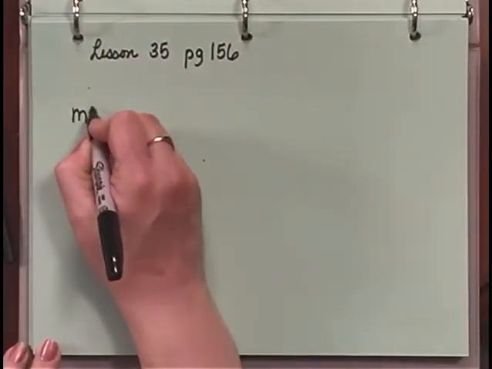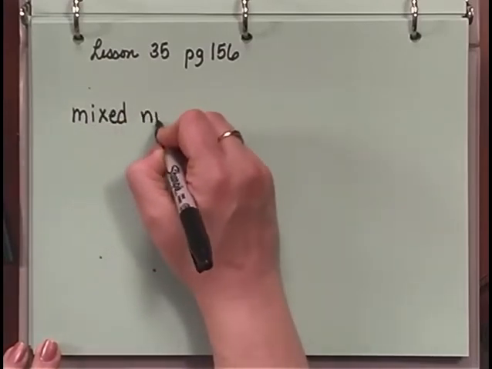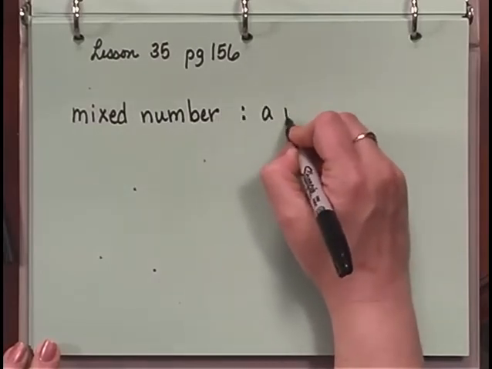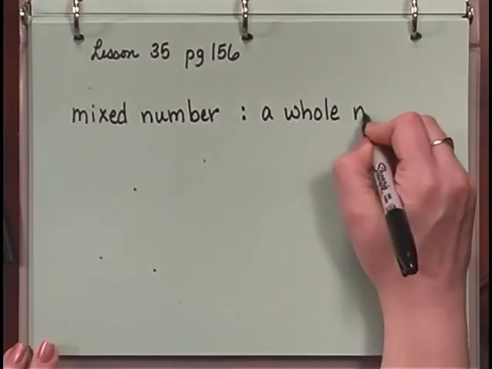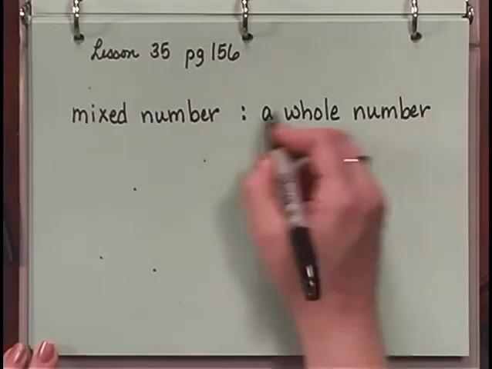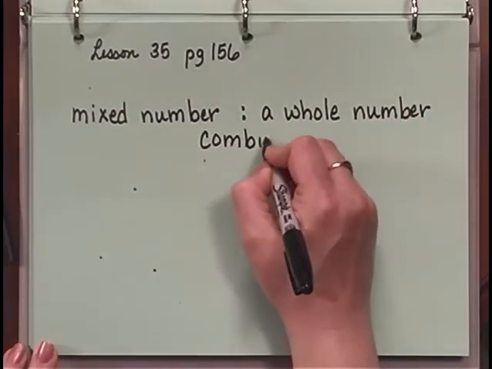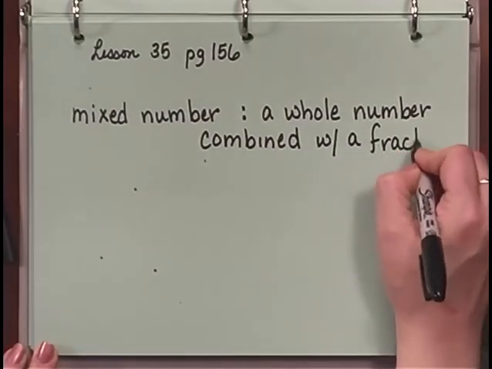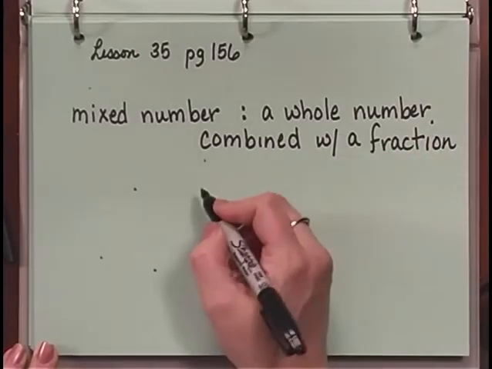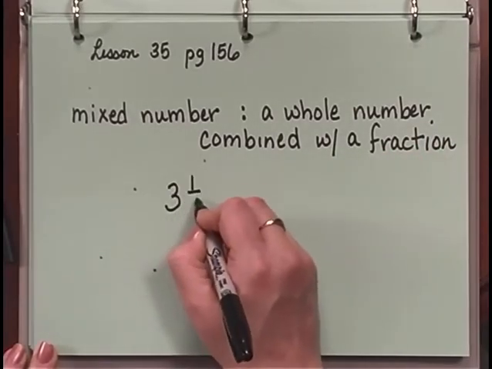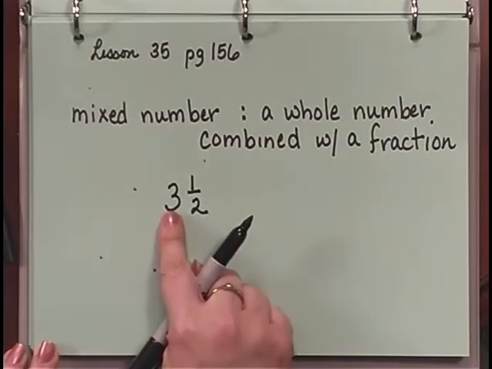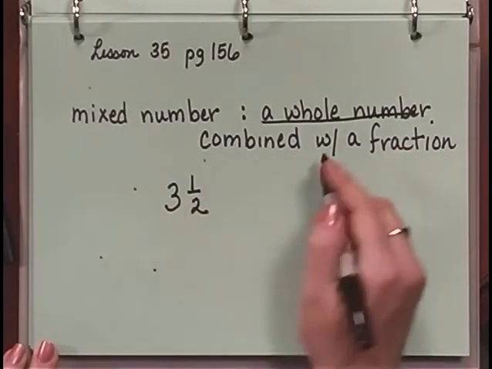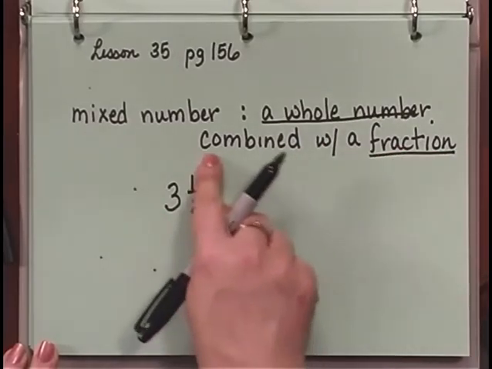So first of all, let's introduce what a mixed number is. A mixed number is a whole number combined with a fraction. So it's a whole number combined with a fraction. Okay, so an example of a mixed number would be something like this: 3 1/2. So what this means is that we have 3 as a whole number, and then 1/2 is the fraction, and this is what we call a mixed number.